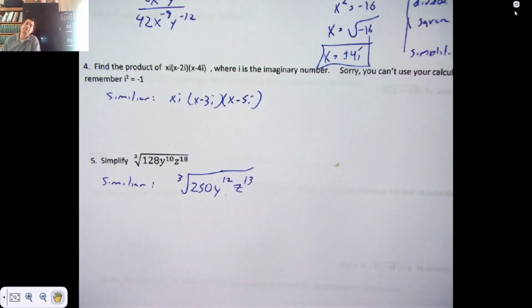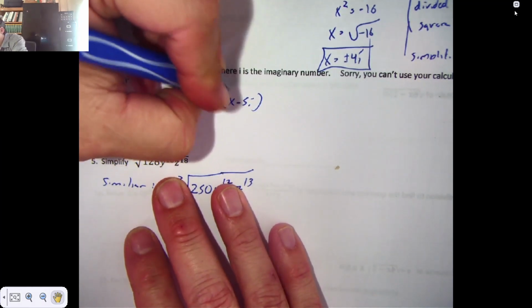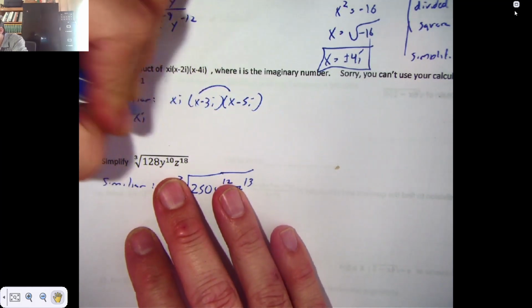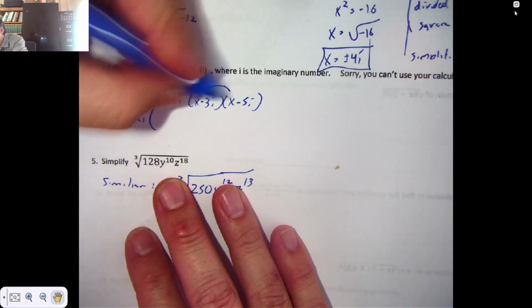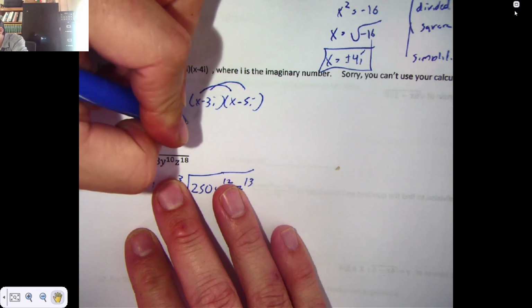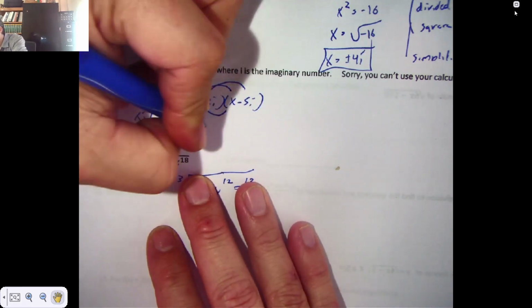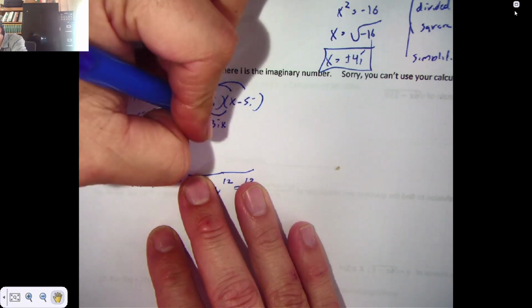There you go. Number 4, the similar question I'm going to do is xi times x minus 3i times x minus 5i. And I'm just going to FOIL, double distributive property. I'm going to leave this xi floating around.